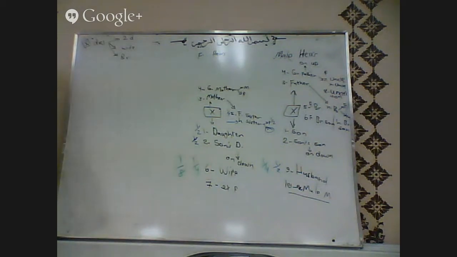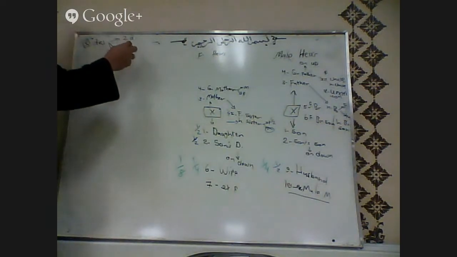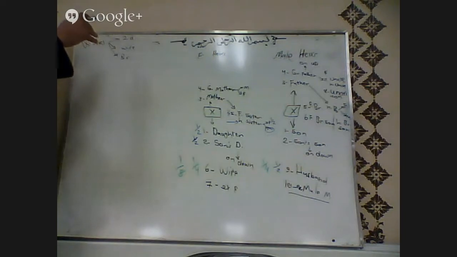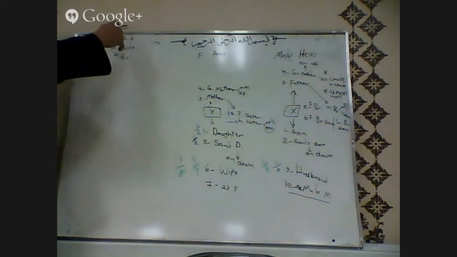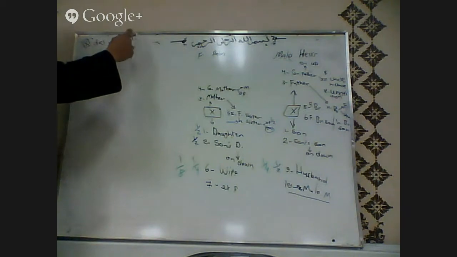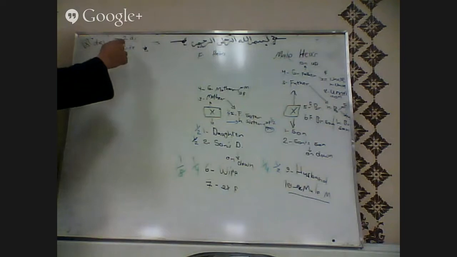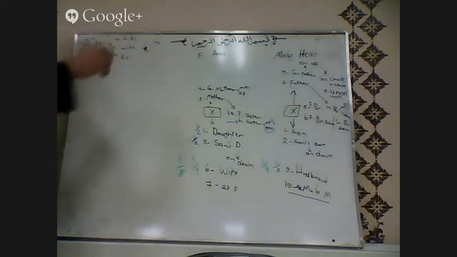Always, if there is a husband or wife, or people who have specific shares, get them out first. So in this case, we have a wife. The wife could take 1/4 or 1/8: 1/4 if there are no children for the deceased, 1/8 if there are children. In this case, do we have children for X? Yes, 2 daughters are there. So she will take what? 1/8. And we said the 2 daughters deserve what?